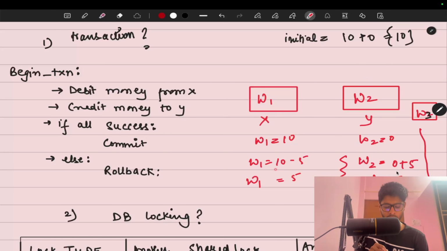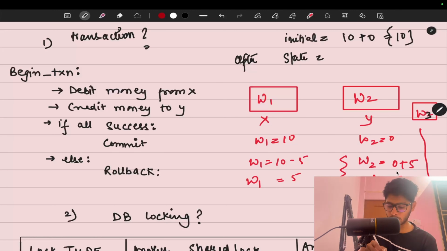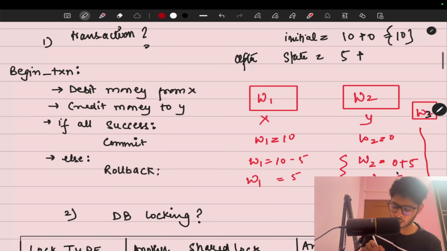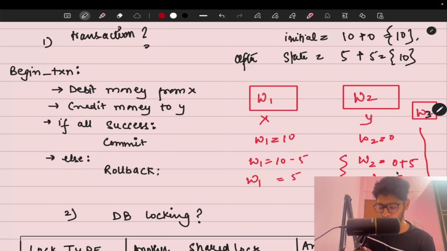After that, if we debit, it means 10 minus 5, and that will make the value of X equal to 5. That means W1 equals 5. So after state, it will be 5 plus. Now what will happen to W2? We are going to add 5 rupees to W2. It means we are going to add 5 rupees to the Y person, and now W2 will become 5, because previously the amount was 0 and this time we added 5 rupees. So now the after state equals 5 plus 5, and the total sum is going to be 10. So initial sum is equal to 10 and after sum is equal to 10. So we will say that our transaction is successful, hence we can commit it and everything is fine now.